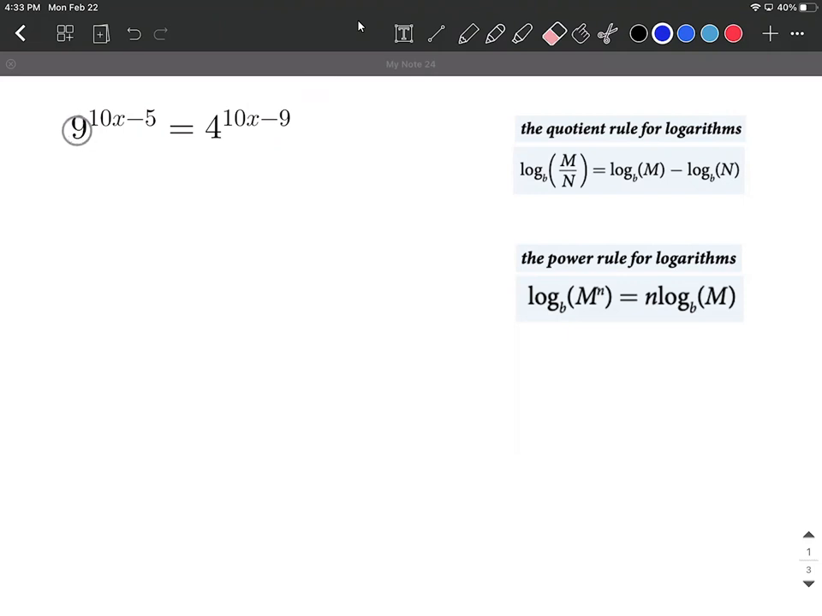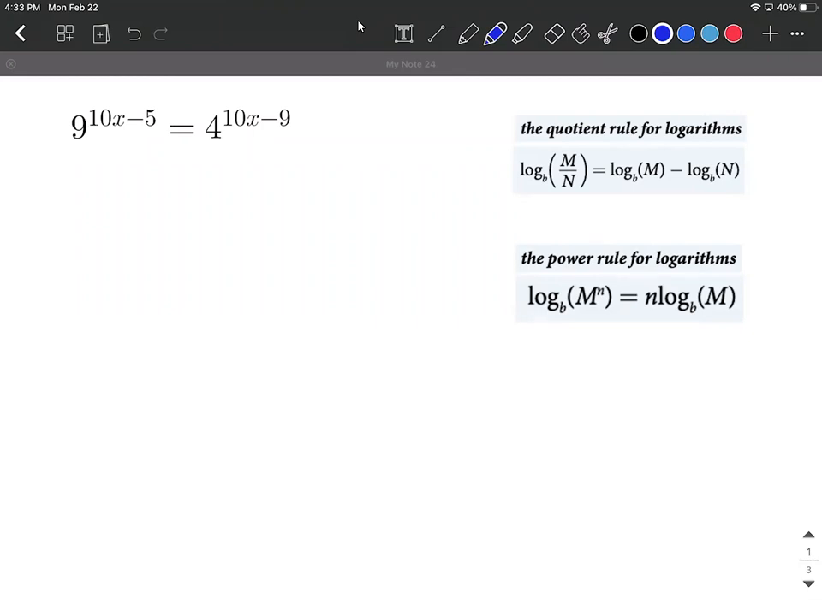All right, 9 is just 3 times 3, and 4 is 2 times 2. We can't rewrite them so they have the exact same base on both sides. So with that, we're a little bit limited. Instead, we're going to have to get a logarithm involved. So we get the rules that go along with logarithms.